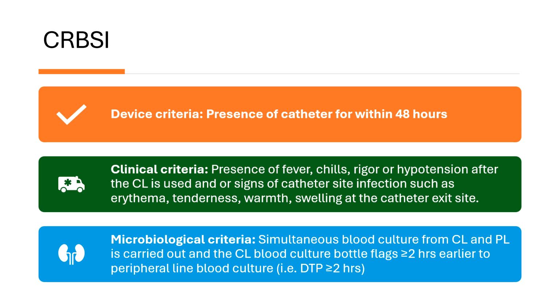Now what are the microbiological culture criteria? In such cases, 2 blood cultures have to be sent, one from the central line and another from the peripheral line. And the time to positivity, there should be a difference. The central line should flag more than 2 hours before. If you have any doubt regarding the sample collection, check again the sample collection video.